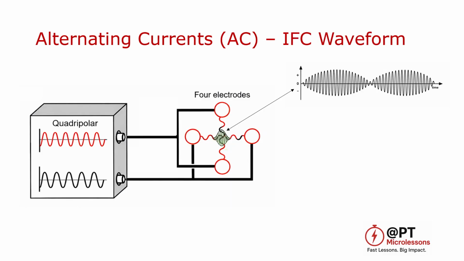Let's take a look at the different waveforms of alternating current, starting with interferential, or IFC. IFC is an amplitude-modulated waveform that uses two carrier frequencies that intersect to produce a therapeutic beat frequency in the tissue. And this is what matters clinically. This form of alternating current is used for pain modulation.